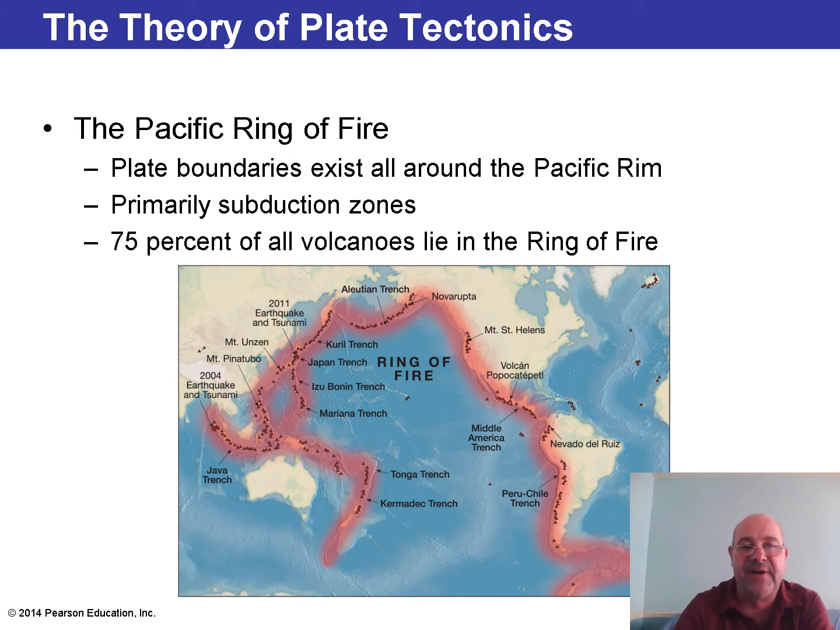The Pacific Ring of Fire. Plate boundaries exist all around the Pacific Rim. Look at this, the Ring of Fire. Okay, look at these. All these are volcanoes. 75% of all the volcanoes lie in the Ring of Fire. So what they say when we watch the Yellowstone videos, there's like 1,900 volcanoes. So you've got to figure, what, 1,700 of them or so are right around this area. Highly volcanic.